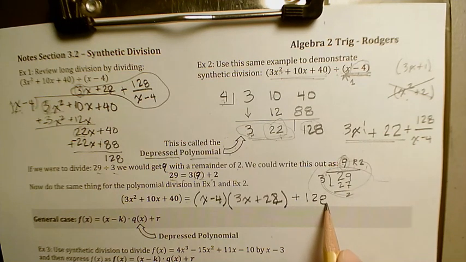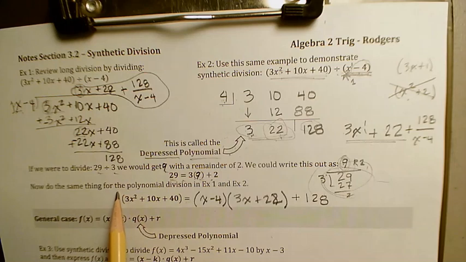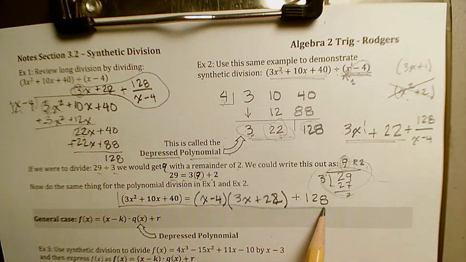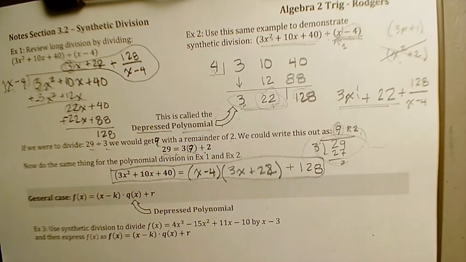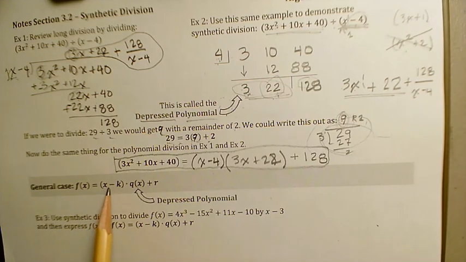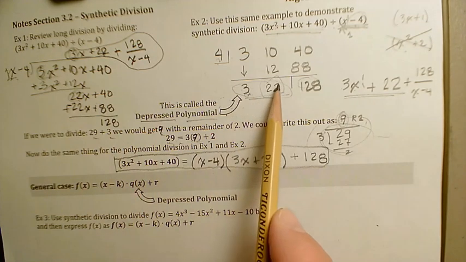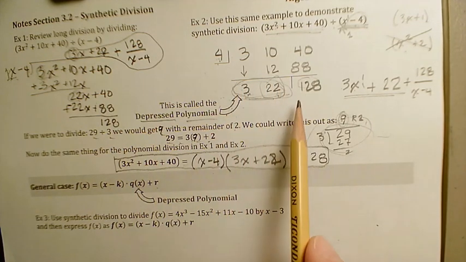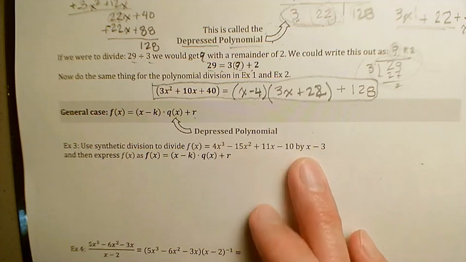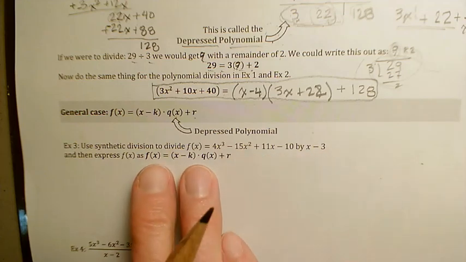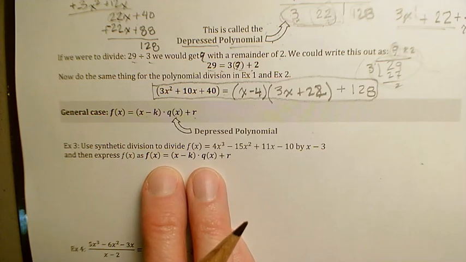So the book is asking us to take that division and write it in this form. Some of your homework will be asking you to do that. I just did an example so that you can look at it. If you're confused on the homework, come back and look here. What we were dividing by, times the depressed polynomial, that part here, plus the remainder. All right, so use synthetic division to divide this polynomial by x minus 3. Then we'll take our answer and write it in that same kind of form after we're finished.